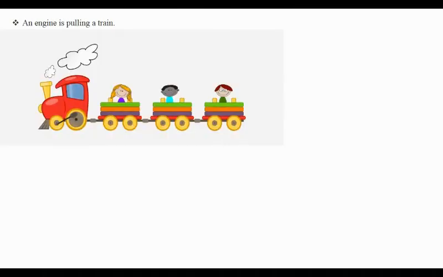Let's see another example. An engine is pulling a train. In that case, the engine is pulling the whole train. The engine applies the force in the forward direction and the displacement of the train is also in the forward direction. In that case, the force and displacement are in the same direction, which means the angle between them is 0 degrees. Now the work done in that case is positive work.